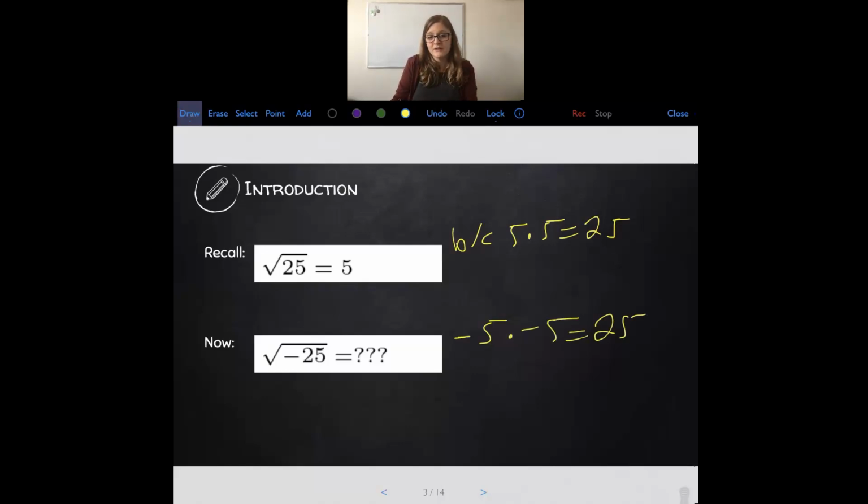Okay, so when you have the square root of a negative number, you will not find a real number that you can multiply by itself to get a negative, because a negative times a negative is a positive, and a positive times a positive is also a positive. So this is where complex numbers are going to come into play. So let's talk about them.